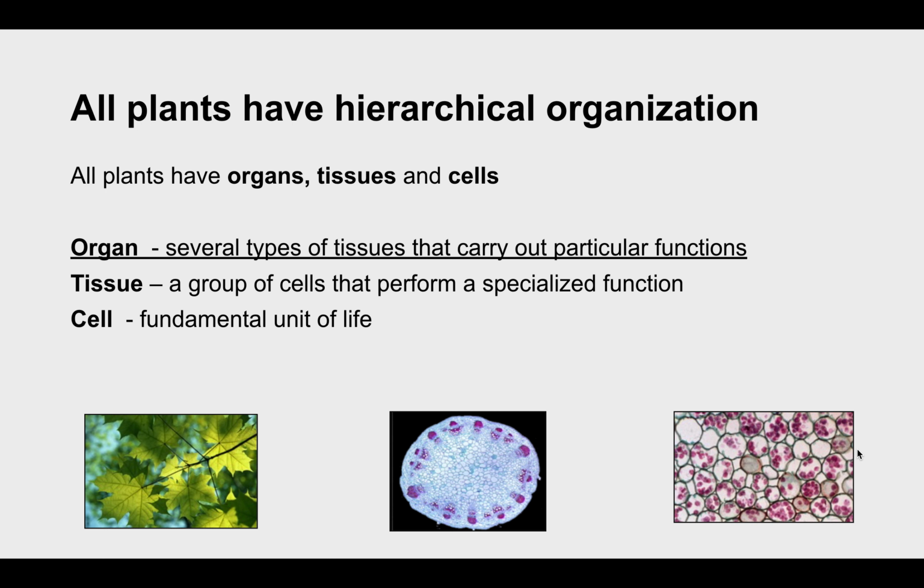So cells being the smallest unit here. Many cells together would make up a tissue. Several tissues would make up an organ. And we're going to go through this almost maybe backwards. Normally I start small and go big. We're going to start big and go small. So we're going to start by talking about organs, because I think it's the most familiar part of a plant. So organs are several types of tissues together that carry out particular functions.